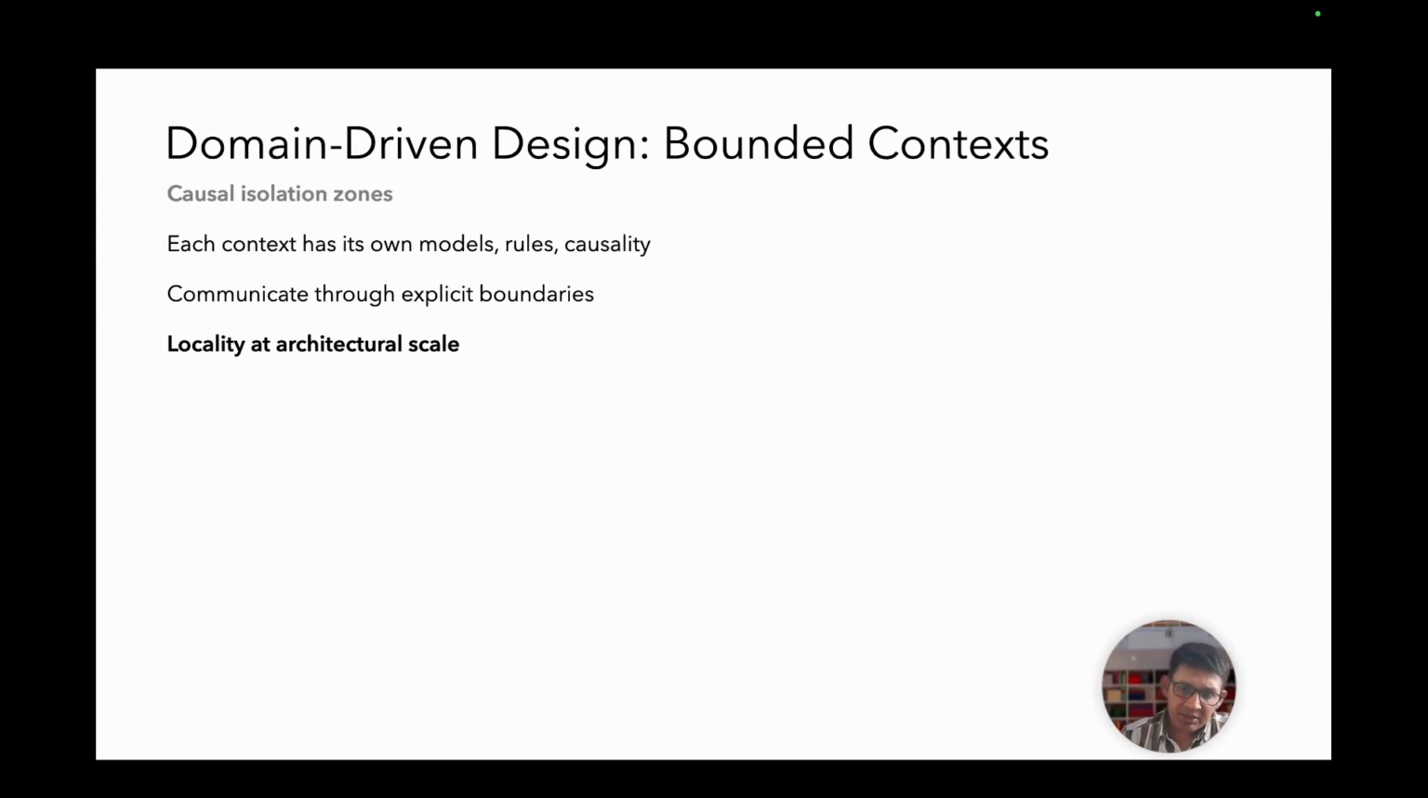Let's look at bounded context in domain-driven design. DDD's bounded contexts are causal isolation zones. Within a context, you have your own models, your own rules, your own causality. Contexts communicate through explicit interfaces at boundaries. This is locality at architectural scale. To understand behavior within a context, you only need to understand that context. The causal graph doesn't exist beyond the boundary. When contexts are poorly defined, you get shared models that mean different things in different parts of the system. Changes to the model create ripple effects across contexts, and causality then spreads uncontrollably.